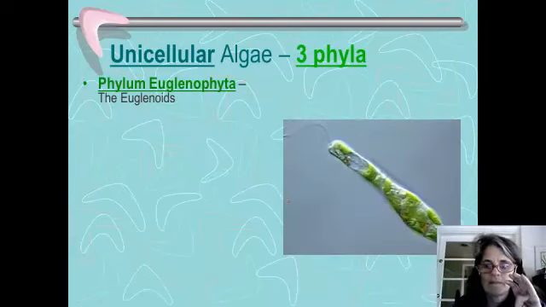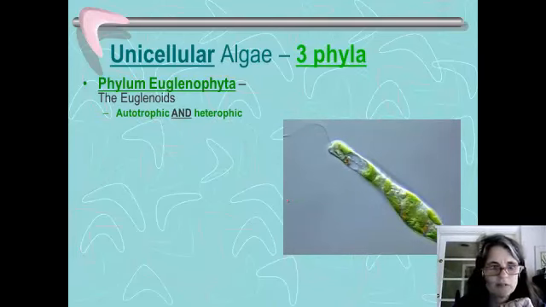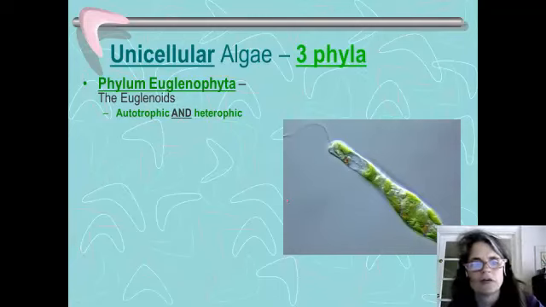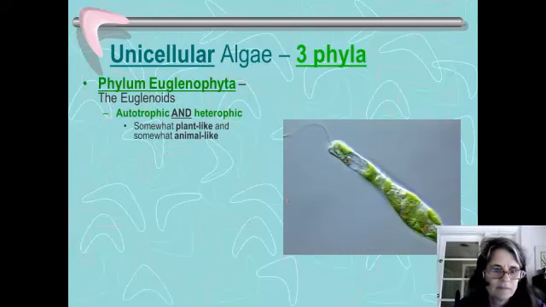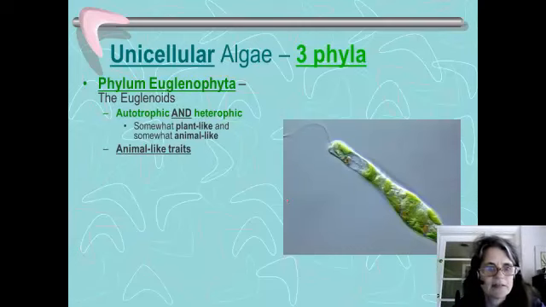Okay? This is a picture of what one looks like. It is just a bizarre little critter. I mean, it is neither plant nor animal. It is both. It is autotrophic and heterotrophic. It has got qualities of both types of groups in this one single-celled critter. So somewhat plant-like and somewhat animal-like.